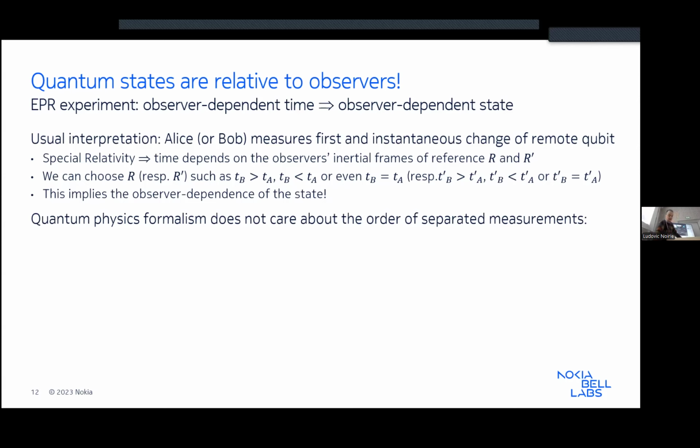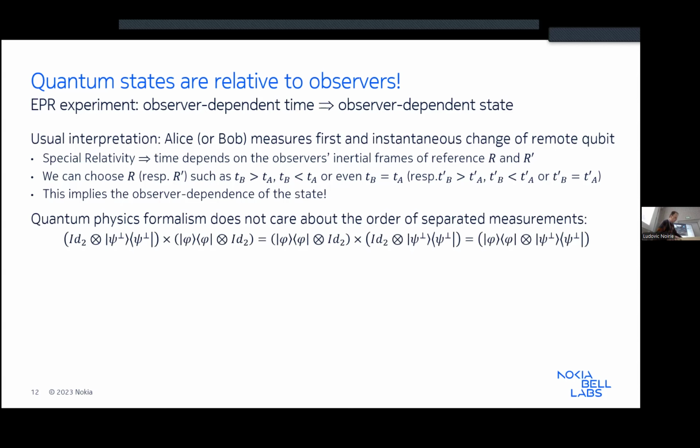And in fact, if you look at the quantum formalism that I used to get this result, it does not care about the order of the measurements, not at all. Here, what I represent is the measurement by Alice first, and then the measurement by Bob. It is in the reverse order because we apply this on operators. So we first apply this operator here and then this operator.